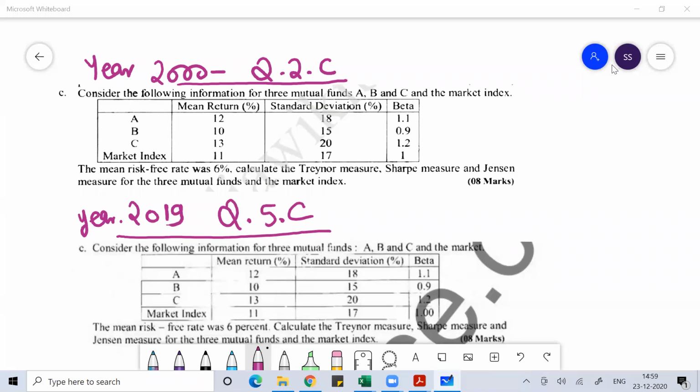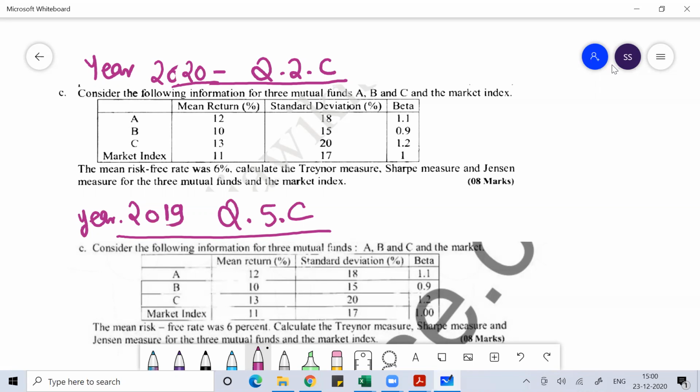So good afternoon, everyone. Welcome to the class on investment management, where we are discussing previous year investment management VTU question papers. So again, you can see the same question which is being repeated. This question came in 2019, and again the same question repeated in the year 2020.